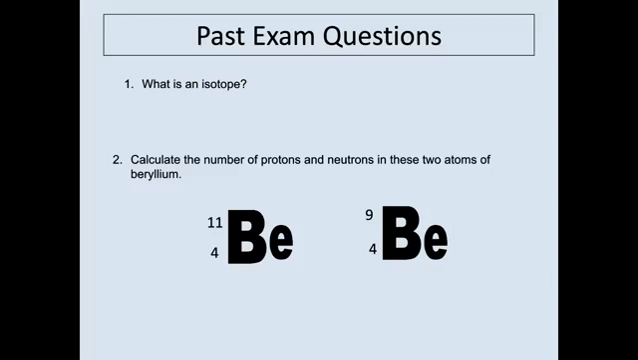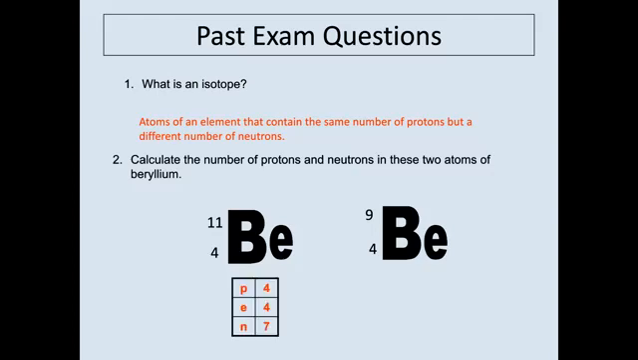So what is an isotope? An isotope is atoms of an element that contain the same number of protons but a different number of neutrons. And in order to calculate the number of protons and neutrons in these 2 atoms, the atomic number tells us the number of protons, so that's 4 protons, also 4 electrons, and then 11 minus 4 is 7, so it's 7 neutrons. And then for this one, again, it's 4 protons and 4 electrons, and then 9 minus 4 equals 5 neutrons.